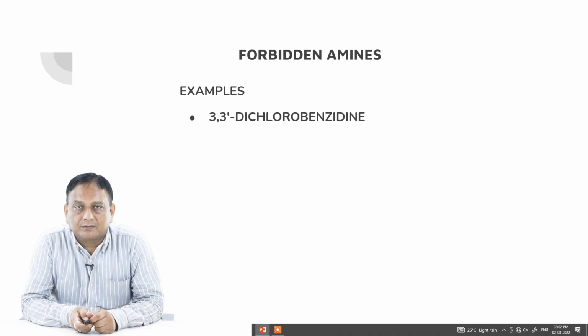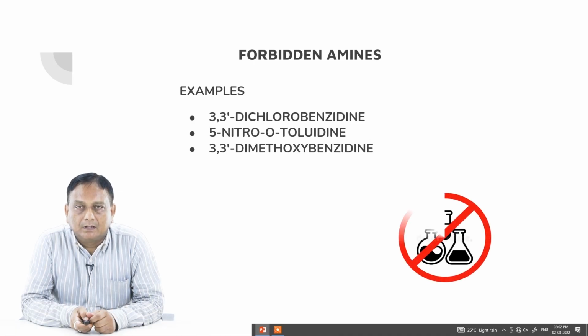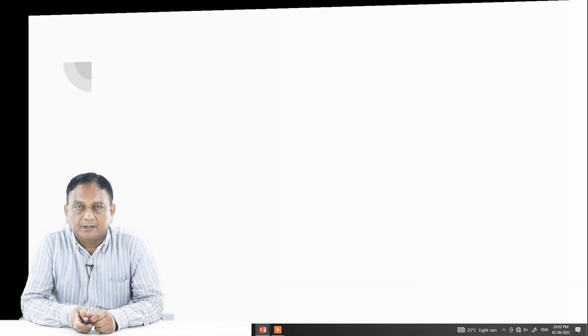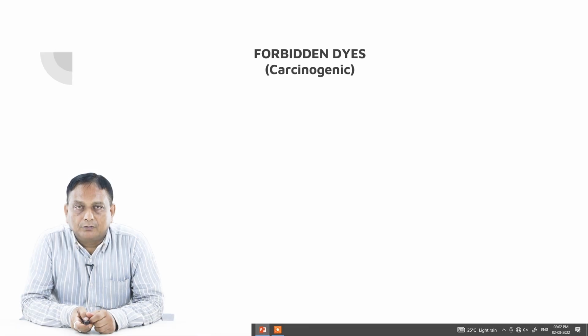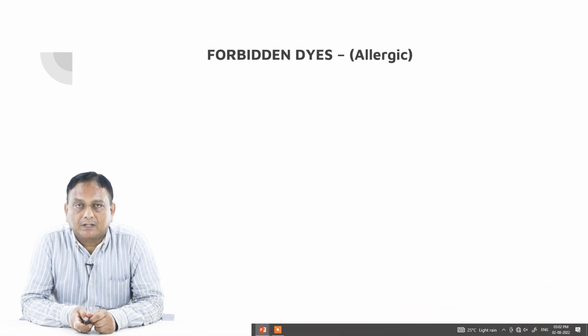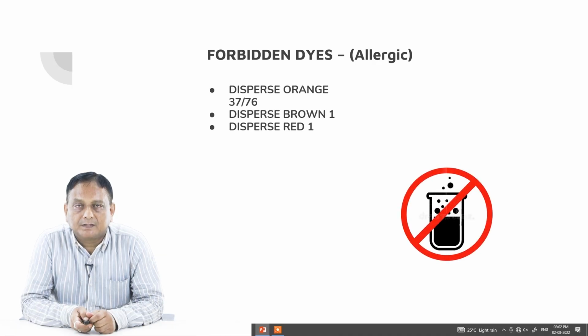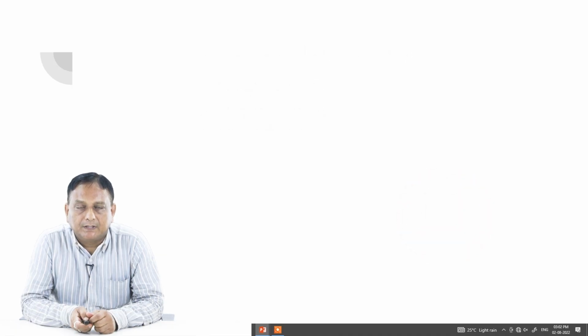Forbidden amines, as we have seen, different types of forbidden amines are available in the dyes, so that needs to be checked. Then one also needs to check the forbidden dyes, that is acid red 26, basic red 9, direct black 38, etc. So those are important. Allergenic disperse dyes: disperse orange, disperse brown, disperse red, all these are in the forbidden dyes. So those are important.